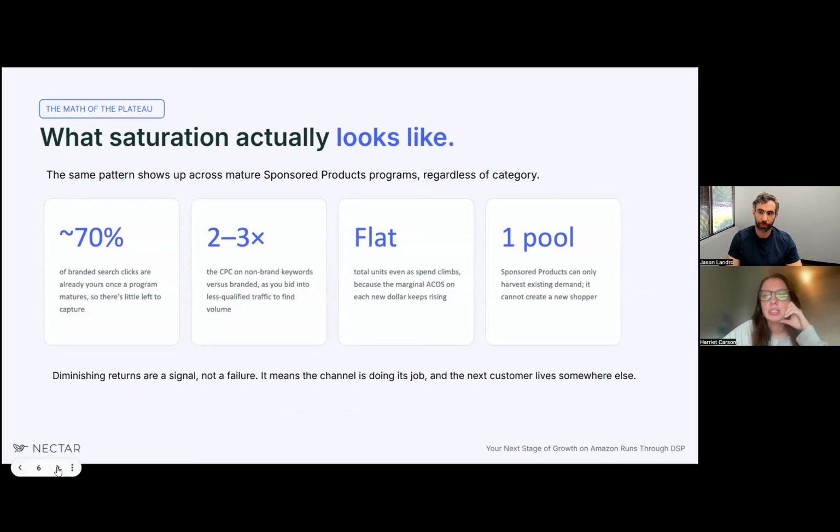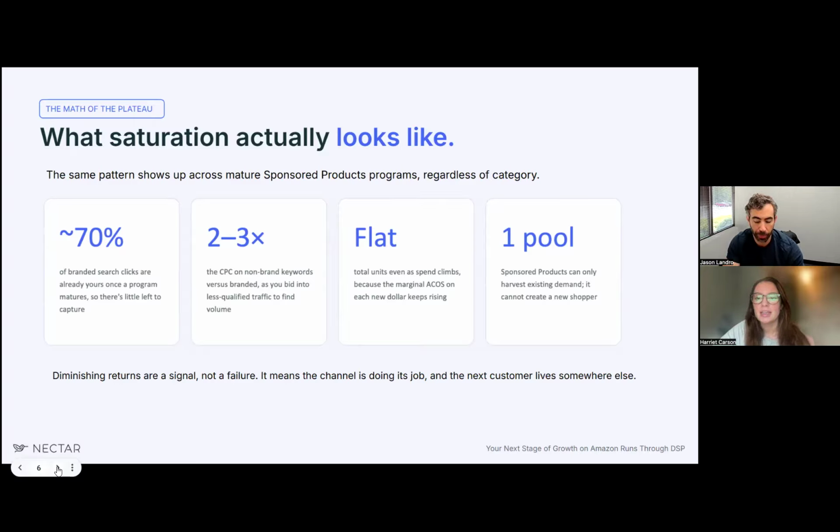Saturation is a pattern that we've seen across hundreds of even very mature Amazon accounts. Early on, advertising is incredibly effective. You increase spend and revenue grows almost proportionally. Eventually, though, that relationship changes. Each additional dollar produces a little less incremental return. That's what we call diminishing marginal returns, right?